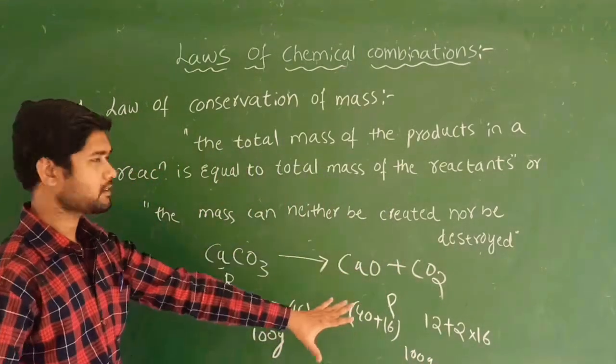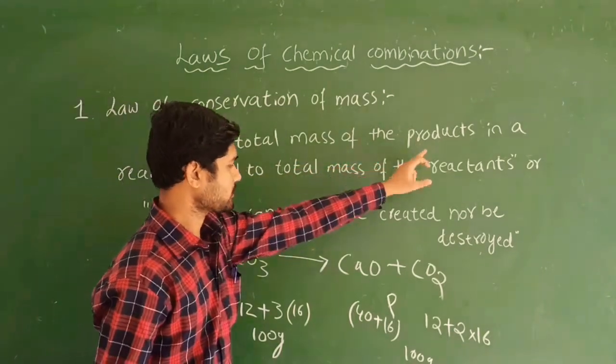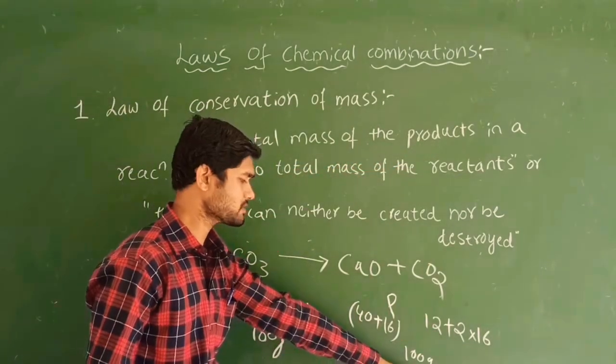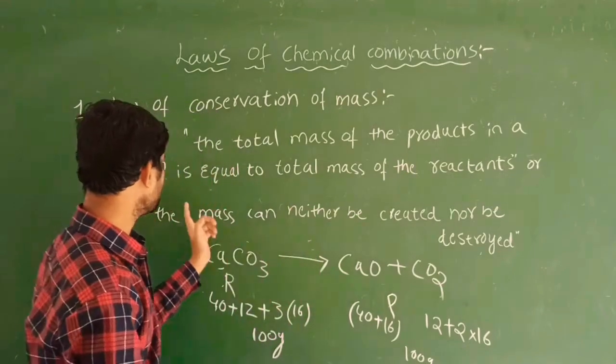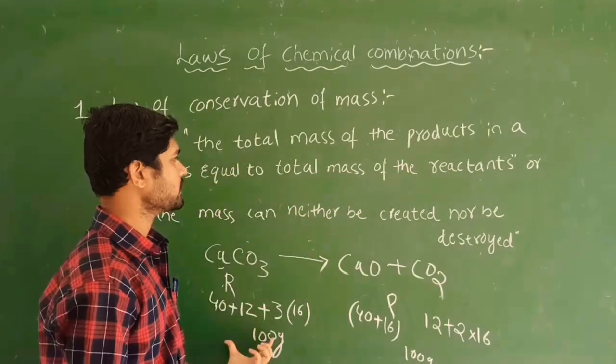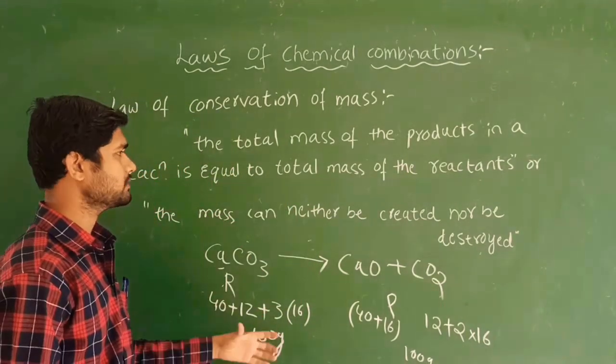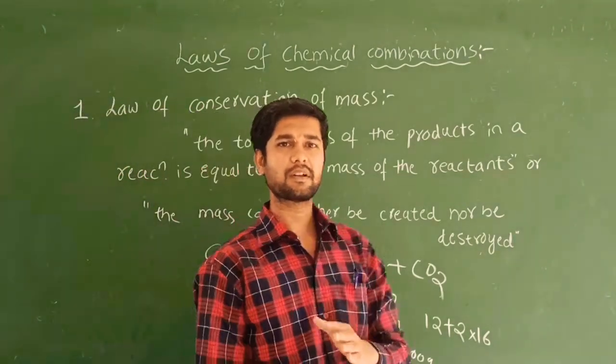So now see the definition. The total mass of the products, this is the product side. What is the total mass? 100 gram in a reaction, which is equal to the total mass of the reactants. Total mass of the reactant, that is equal. So this is our first law.